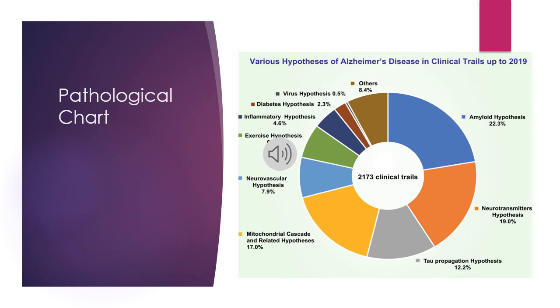Now for the chart, I specifically picked this chart because for Alzheimer's disease in clinical trials back in 2019, these are hypotheses from the scientists about what Alzheimer's begins to cause. So throughout 2,173 clinical trials, they found many things that cause Alzheimer's disease.